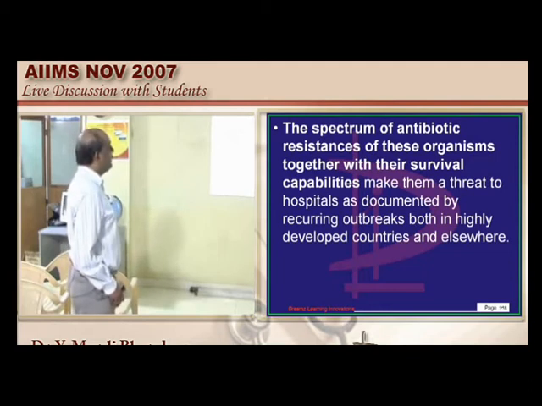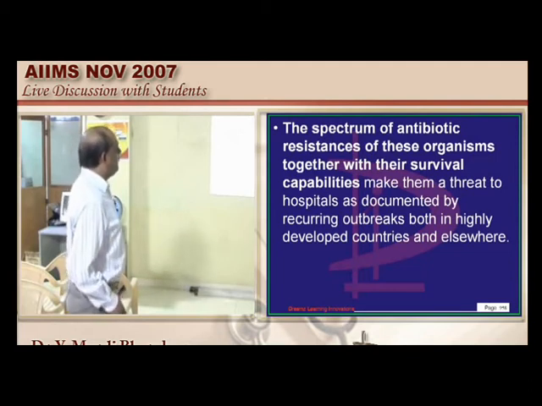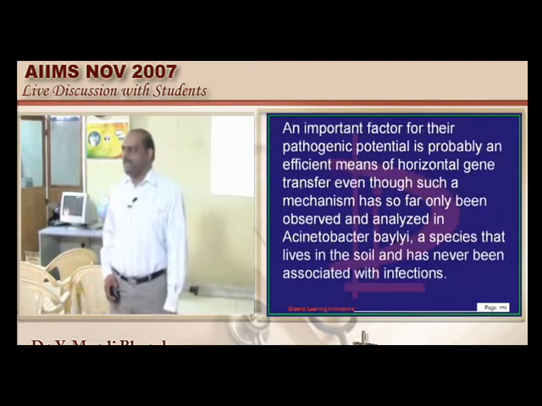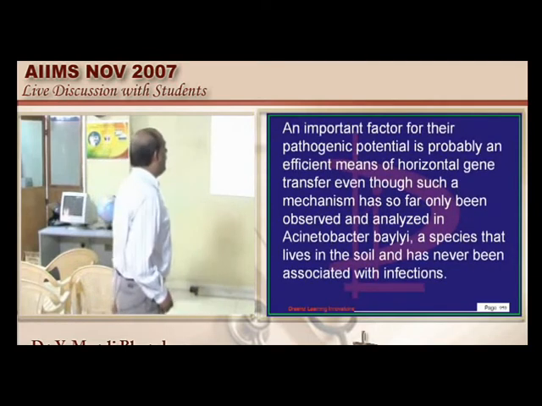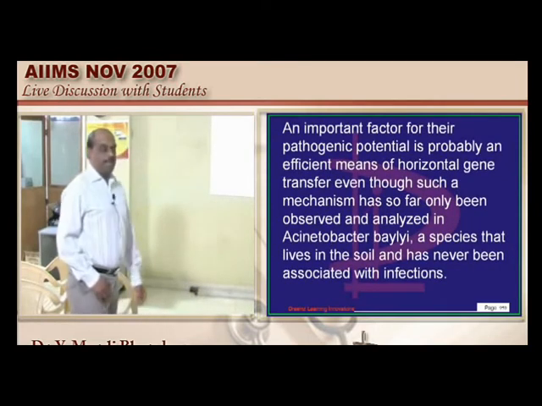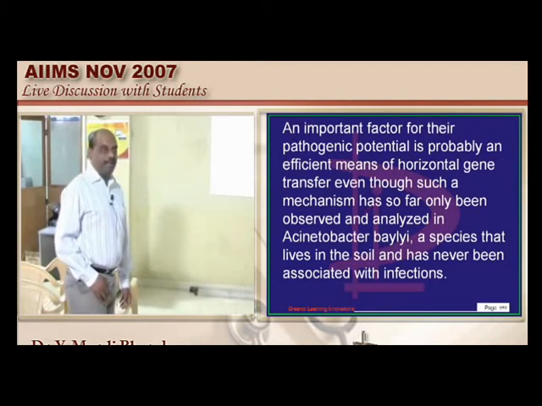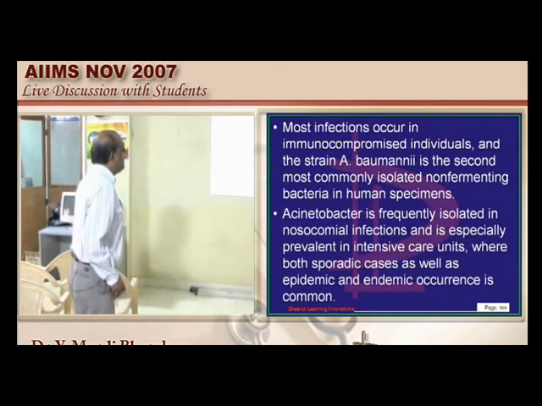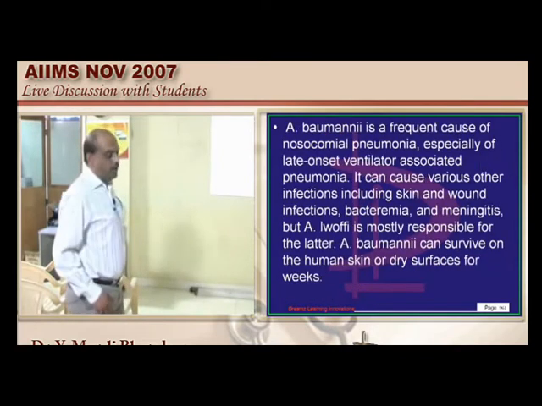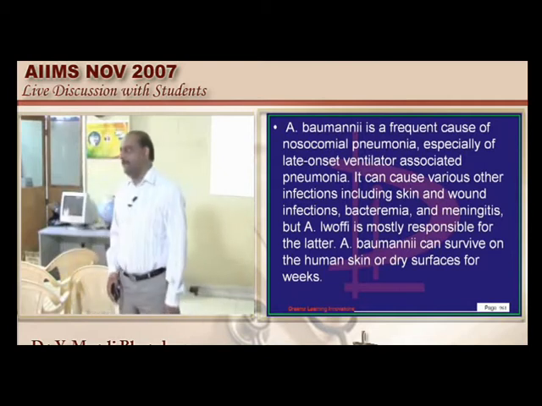Then what is Acinetobacter? All of you know very well, there are non-pathogenic species of Acinetobacter, and they cause a lot of antibiotic resistance and transmission of it, and they are isolated as nosocomial infections, and Acinetobacter baumannii is the frequent cause for nosocomial pneumonia, is what needs to be remembered.